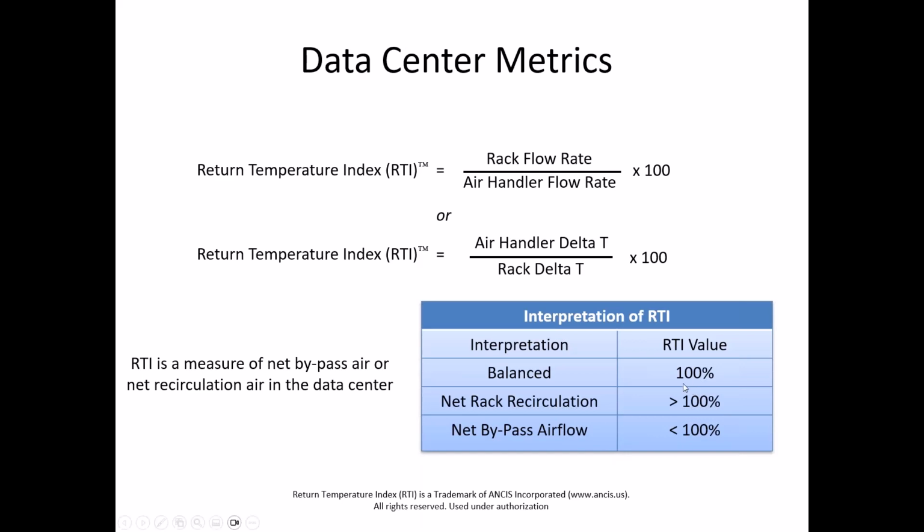And we have a range in percentages. So as you can see, this is a ratio. So 100% is perfect. Greater than 100% means this guy is over delivering, and you're getting, whoops, I'm sorry, I went the wrong way. Over 100% means that you're not delivering enough. And what happens is you get recirculation, and less than 100% is you're supplying too much of this in the denominator, and you're getting bypass airflow.